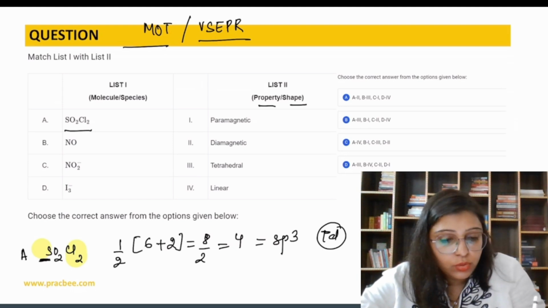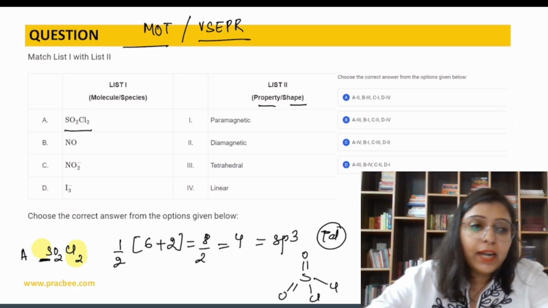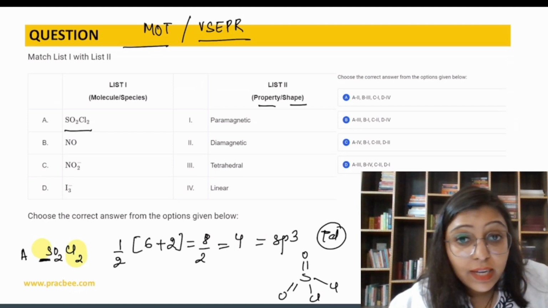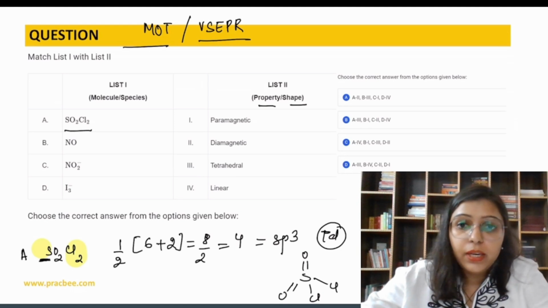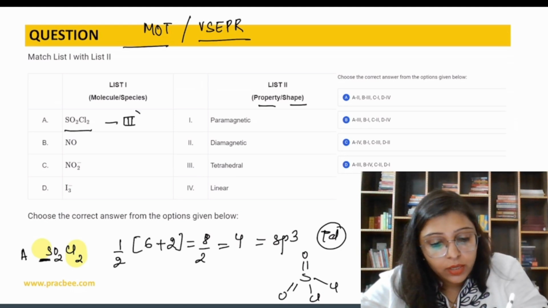So we have how many bonds? SO2Cl2, so we have 4. The 4 basically means that 4 sigma bonds are there. So we can say tetrahedral can be the correct option. So A we can match with 3.